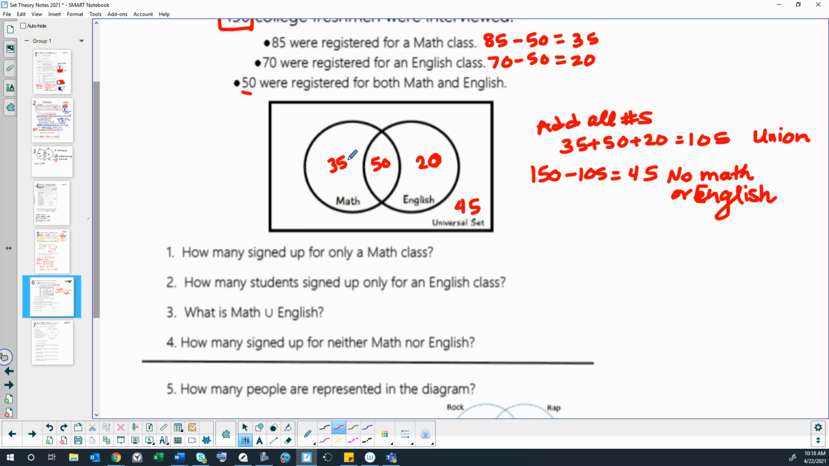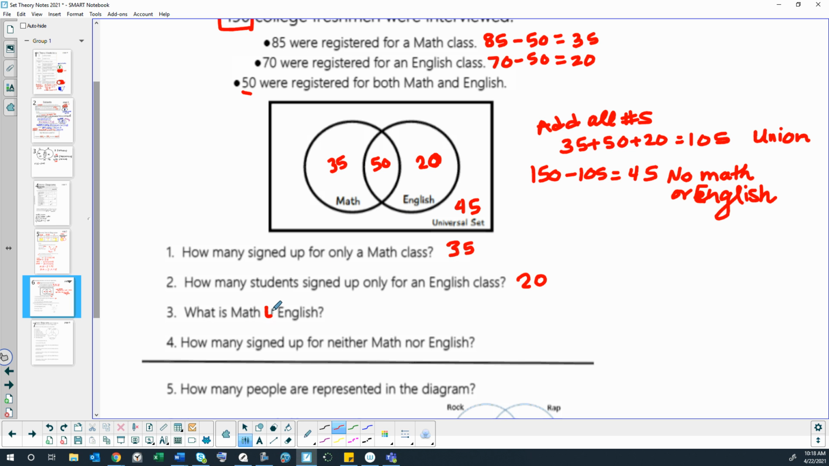Well, we just figured that out by taking 85 minus 50. We discovered there were 35 students that only took a math class and not an English class. How many students signed up only for an English class? Well, we already figured out that number to put in our Venn diagram, so that number was 20.